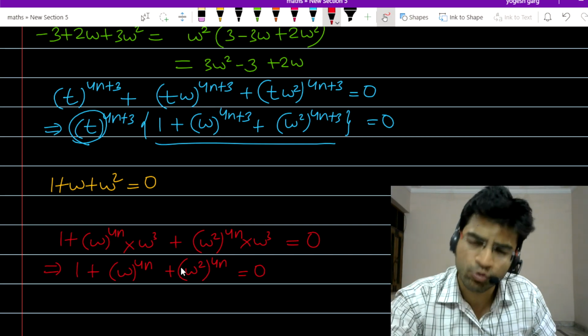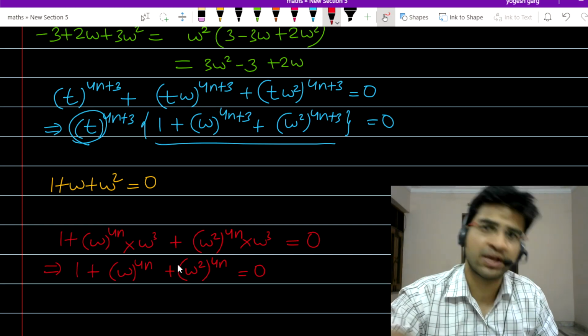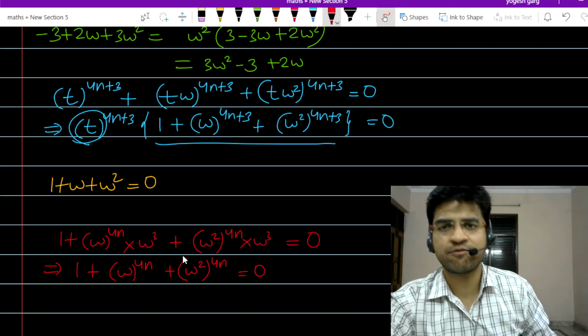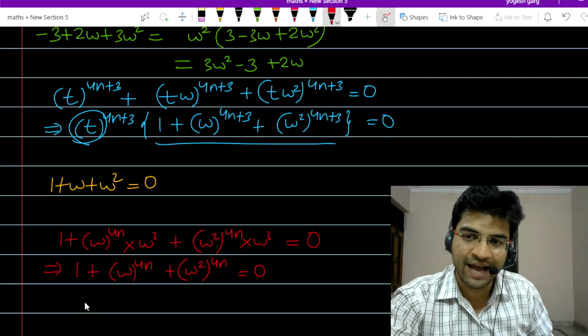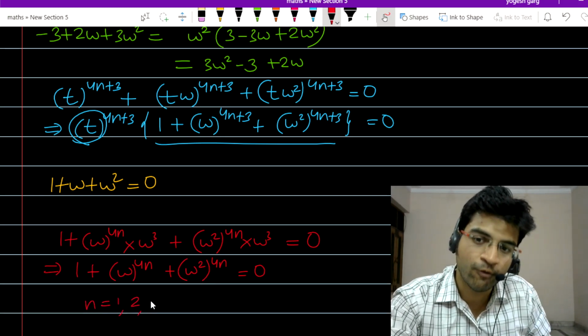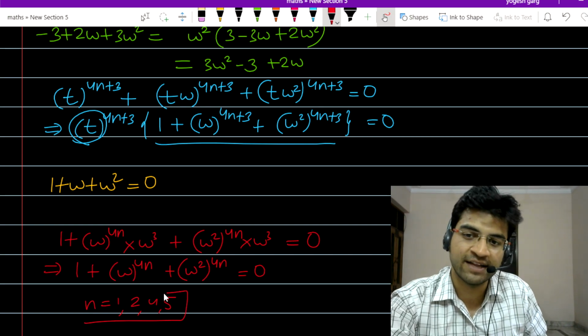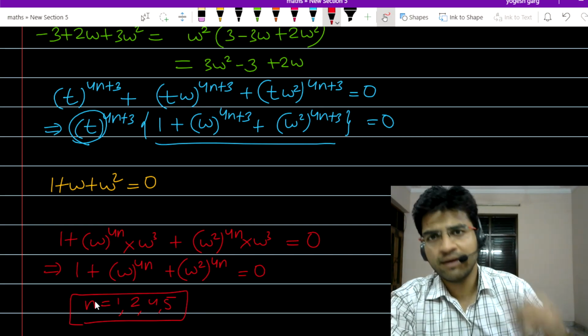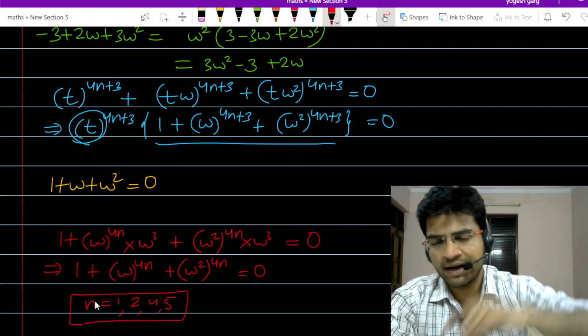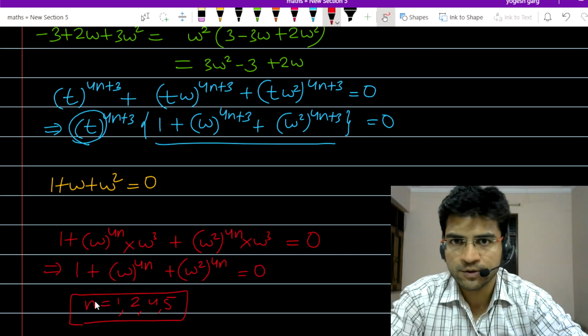If you put n equal to 4, same thing. n equal to 5, same thing. But except for 0, 3, 6. So n can be 1, 2, 4, 5. These are the four possibilities as per the other column of the matrix. So these will be the possible values.